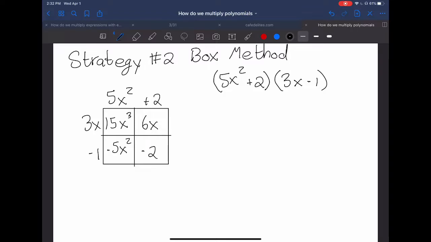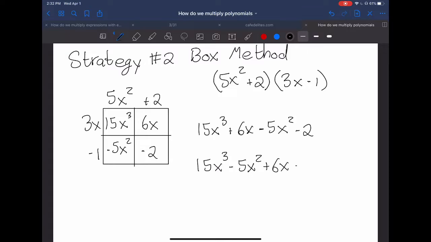And then I can just add all of these together. So I have 15x cubed, a positive 6x, a negative 5x squared, and a minus 2. I can rearrange this just to put it in standard form. And that is my final solution, my final polynomial.